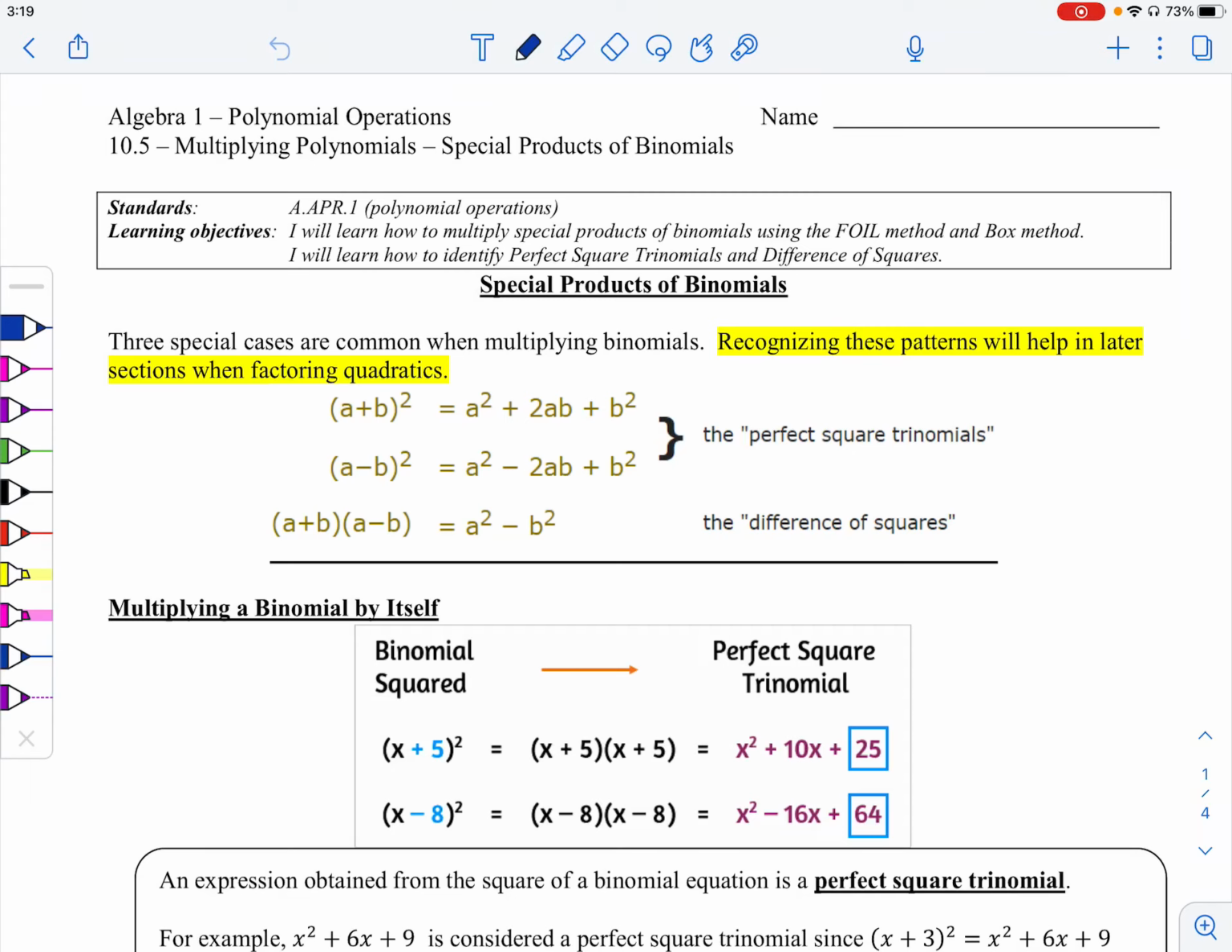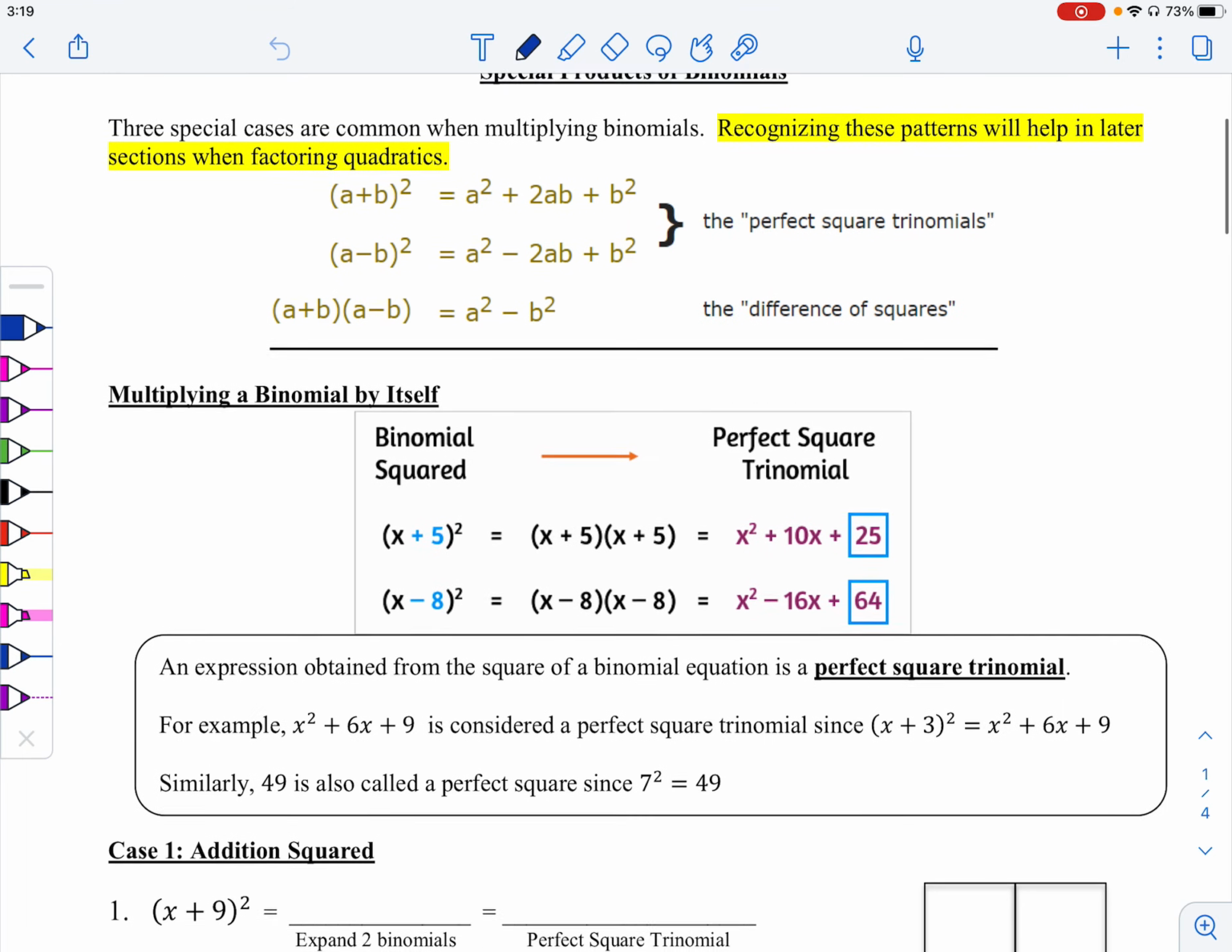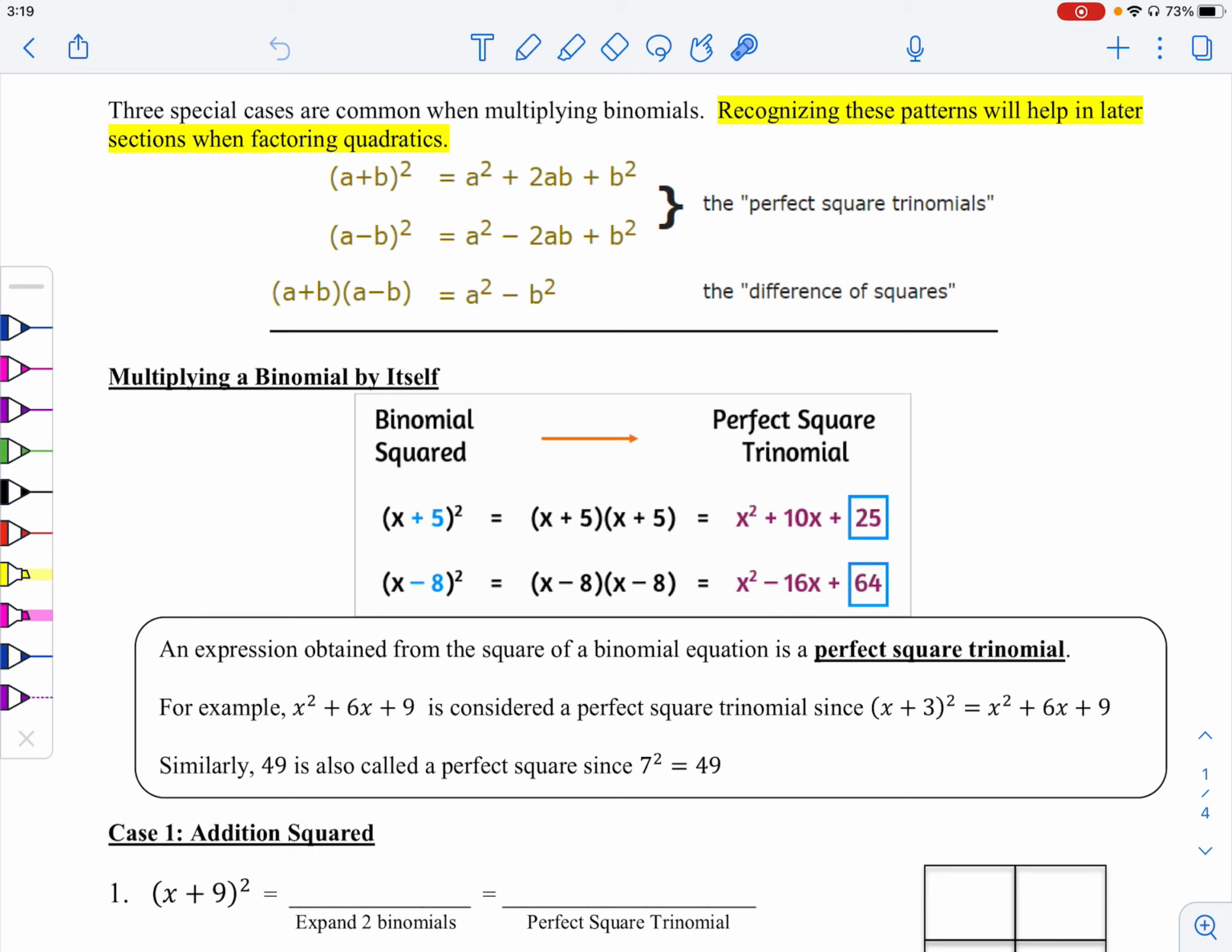Okay, welcome everyone. This is 10.5, multiplying special products of binomials. There are two types of special products: difference of squares, and perfect square trinomials. Notice the perfect square trinomials will always start when you're multiplying something squared, like a binomial squared.